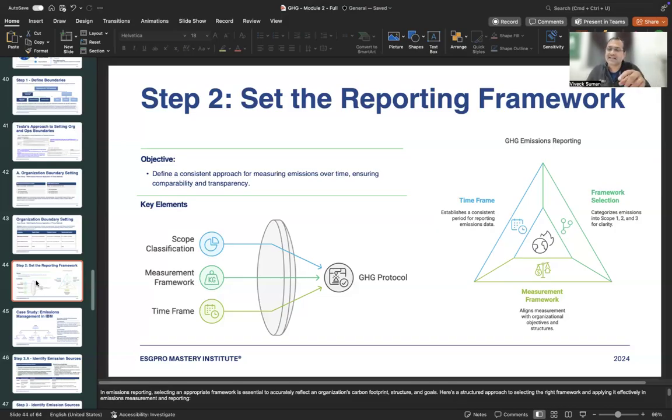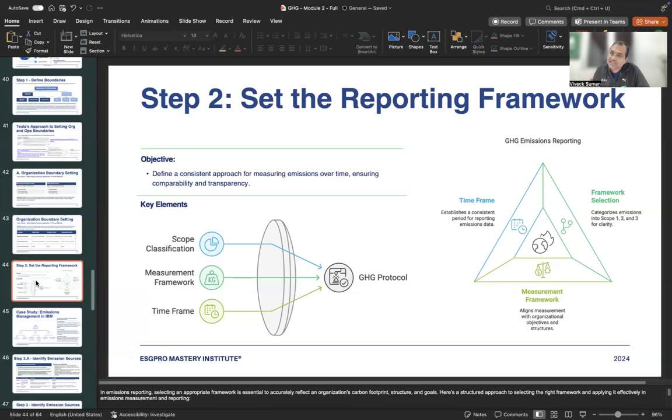Then comes the time frame. The second aspect of GHG emission reporting is the time frame. You should be clever and consistent in your time frame selection. You need to establish a consistent period so that you can compare with last year, and going forward it should make sense. However, if you are starting for the first time, you can even take 3 months of data and report on it. Am I making sense here? I hope I'm clear there, right?